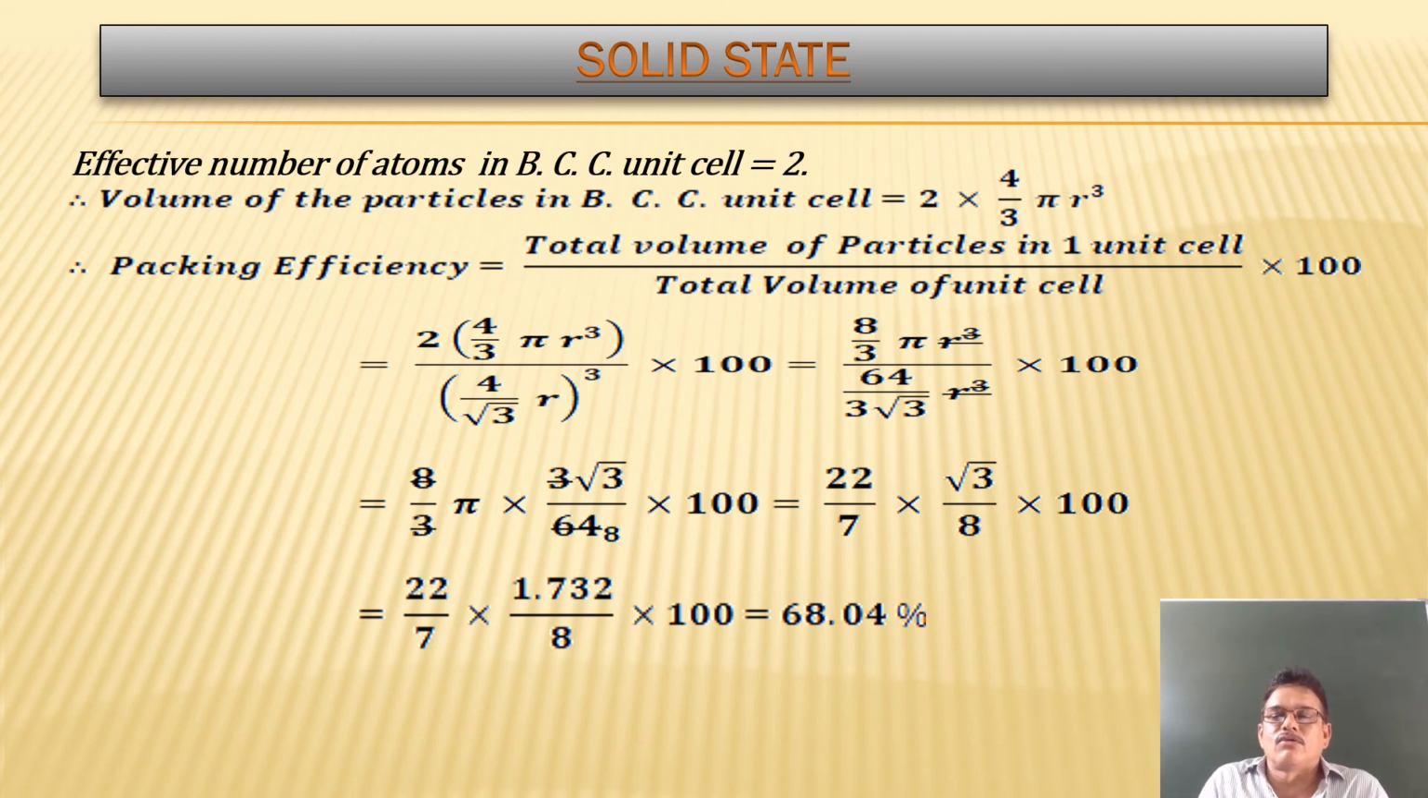Then what about void efficiency? 100 minus 68, that is 32%. 32% will be the void efficiency in BCC unit cell. Right. Next, we will go to the next part of our discussion.